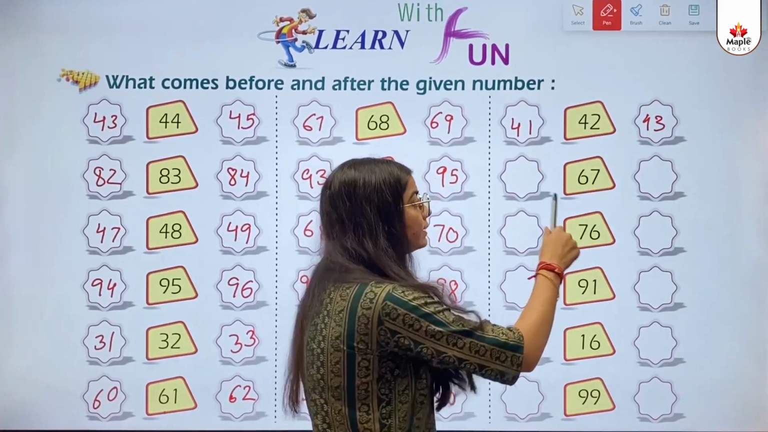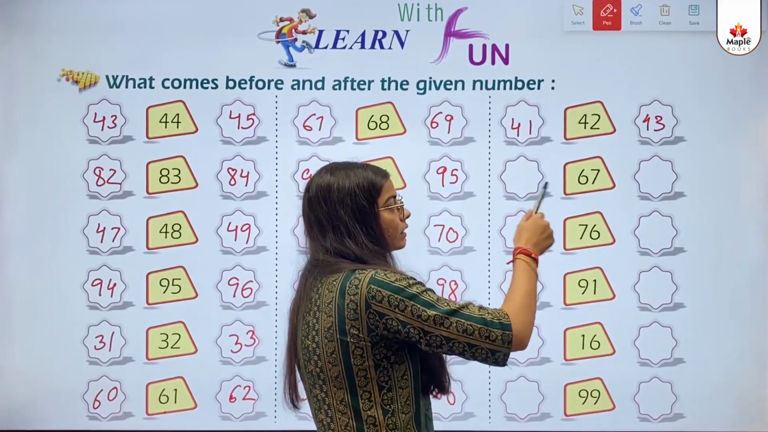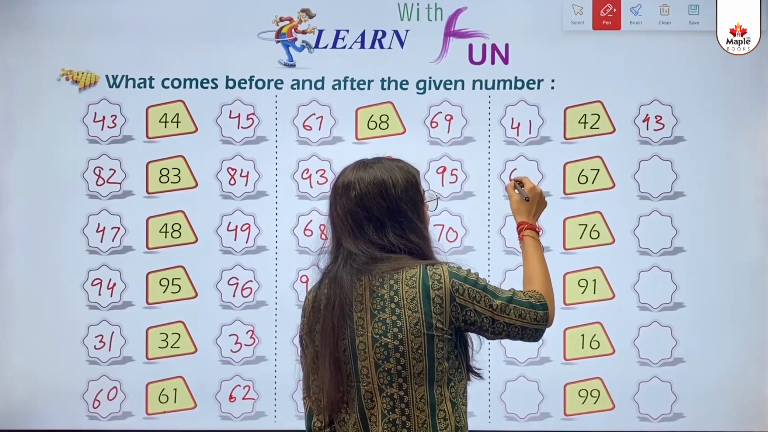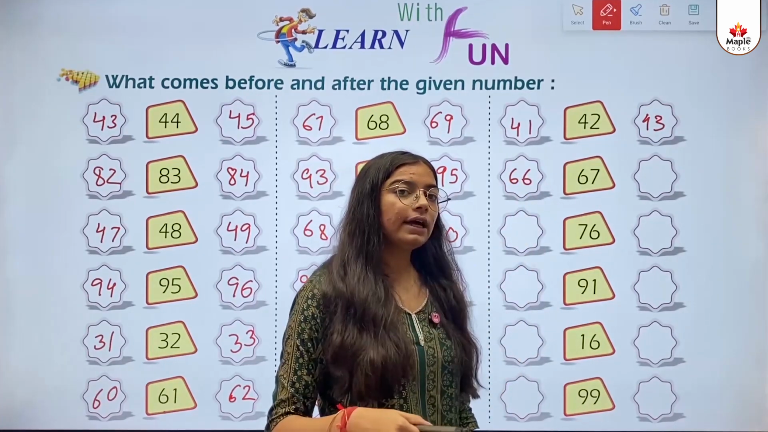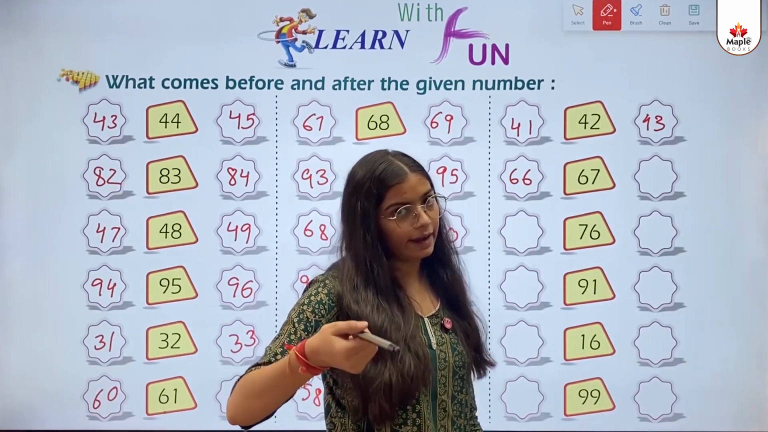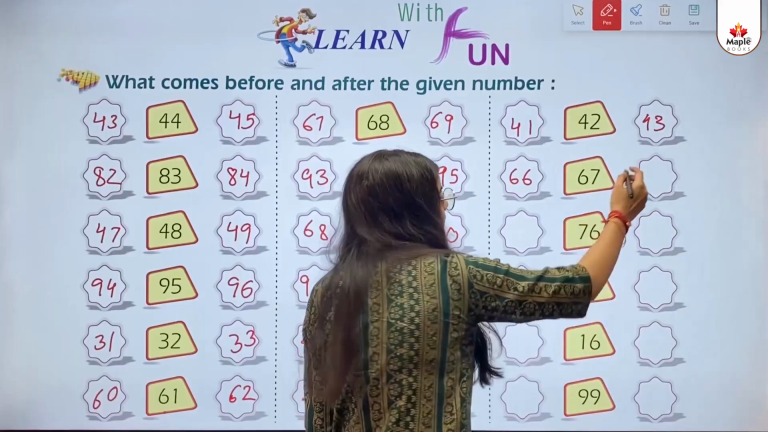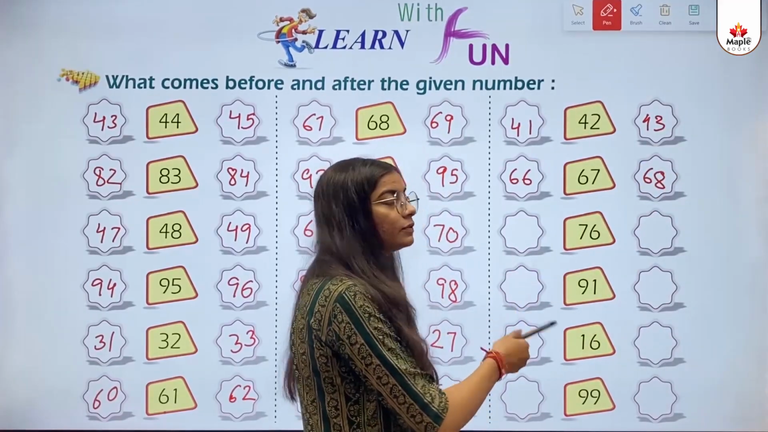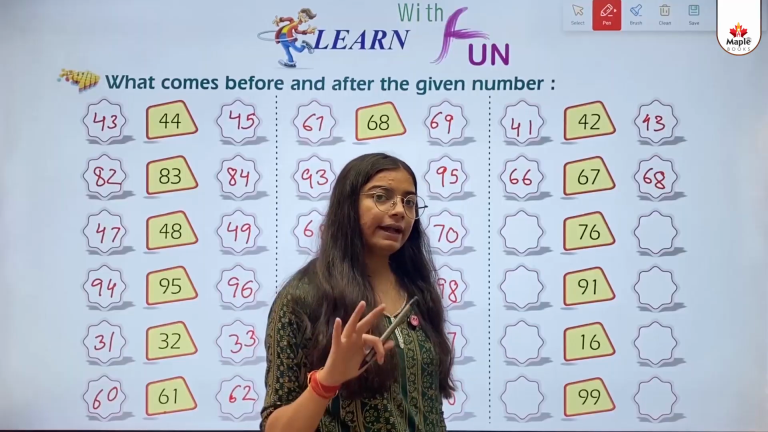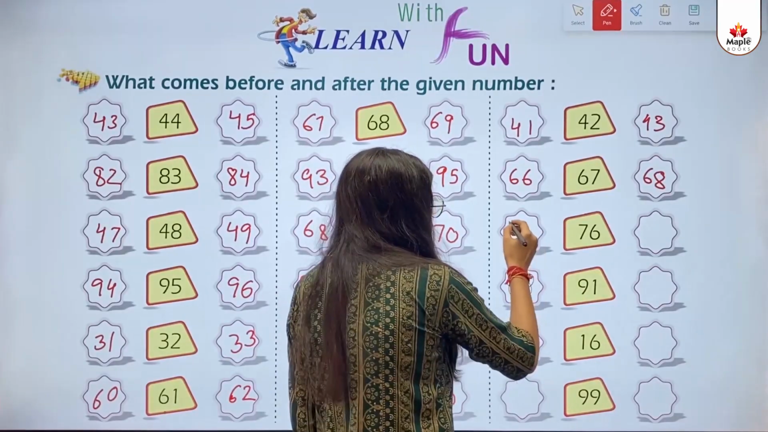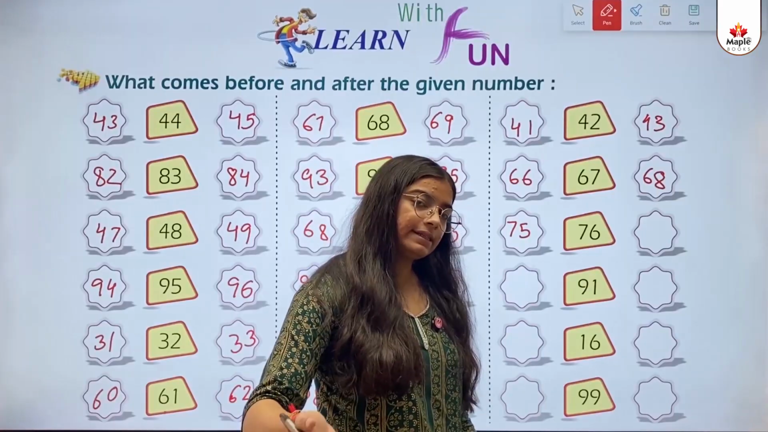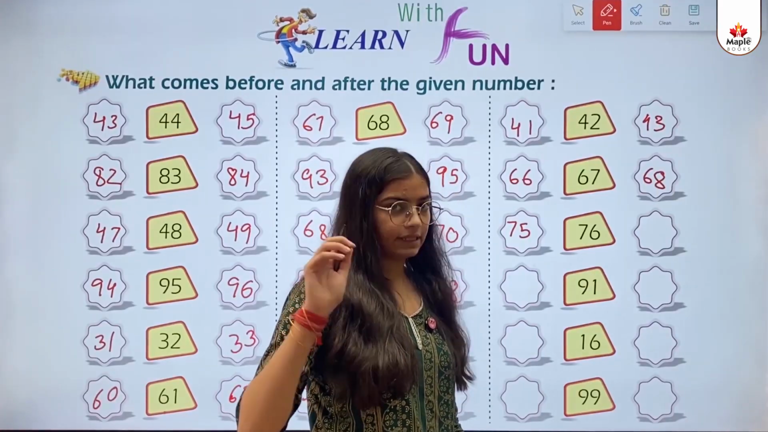Then what comes before 67? That is 66. Then what comes after 67? That is 68. Then what comes before 76? That is 75. Then what comes after 76? That is 77.